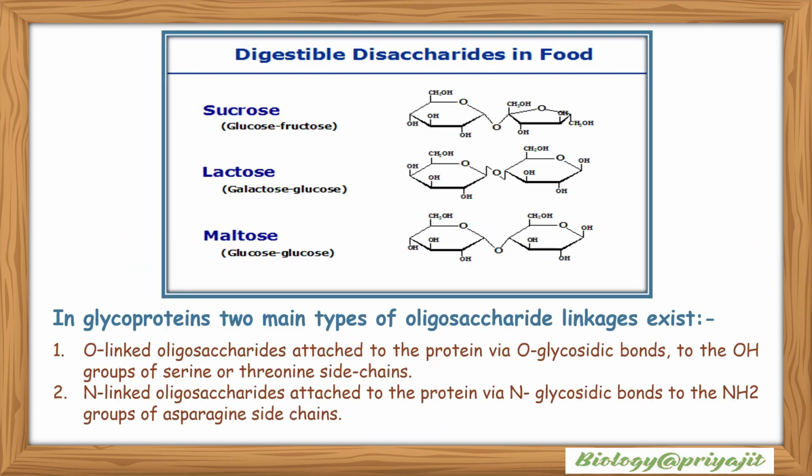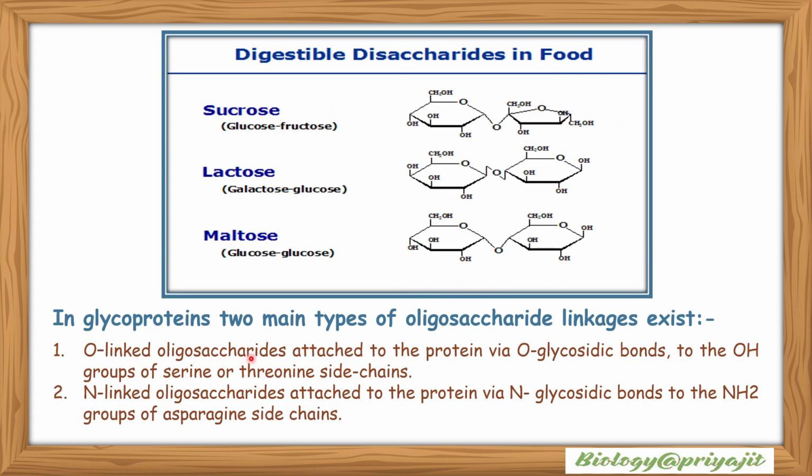Digestible disaccharides in food: sucrose, lactose and maltose. In sucrose, the bond formation occurs between glucose and fructose. In case of lactose, the bond formation occurs between galactose and glucose, and in case of maltose the bond is formed between two glucose molecules. These are the structures of the digestible disaccharides in our food, like this is sucrose, this is lactose and this is maltose.